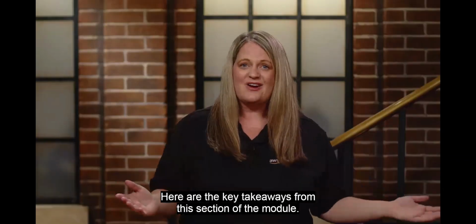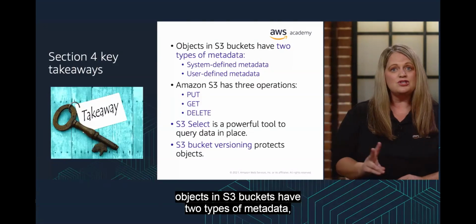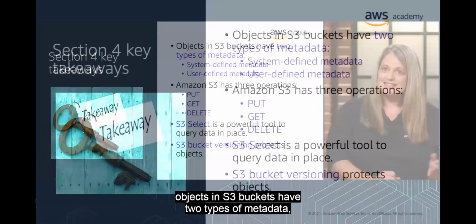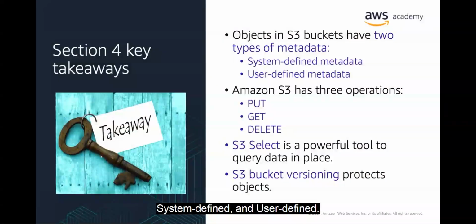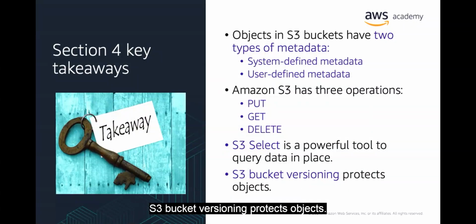Here are the key takeaways from this section of the module. Objects in S3 buckets have two types of metadata: system-defined and user-defined. Amazon S3 has three operations: put, get, and delete. S3 Select is a powerful tool to query data in place. And S3 bucket versioning protects objects.